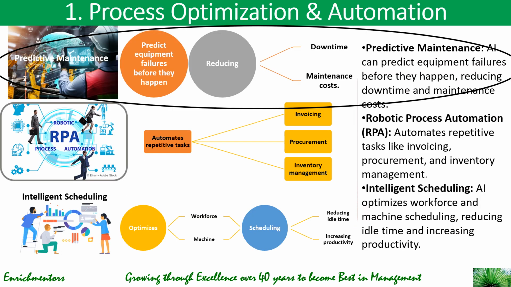So first, let's understand that predictive maintenance, where you predict equipment failures before they happen and thereby reduce downtime and maintenance cost, is one of the things that you can do with AI in process optimization and automation. The other two being robotic process automation and intelligent scheduling. And after this section, we will have a dedicated section for each of these, right? So let's take a look at what you can do for predictive maintenance.